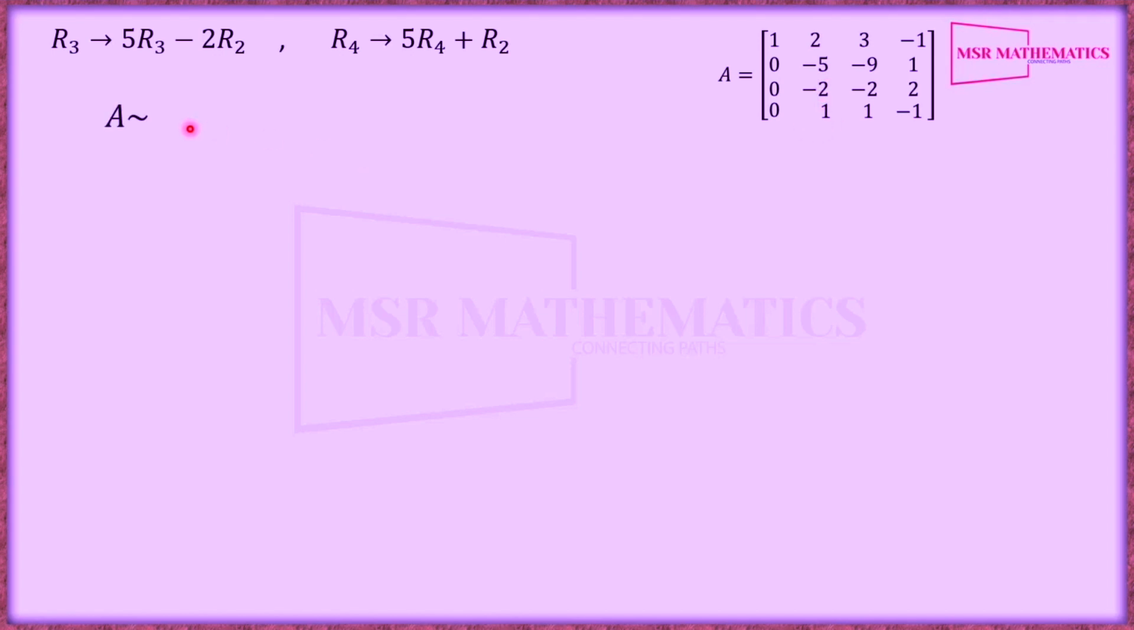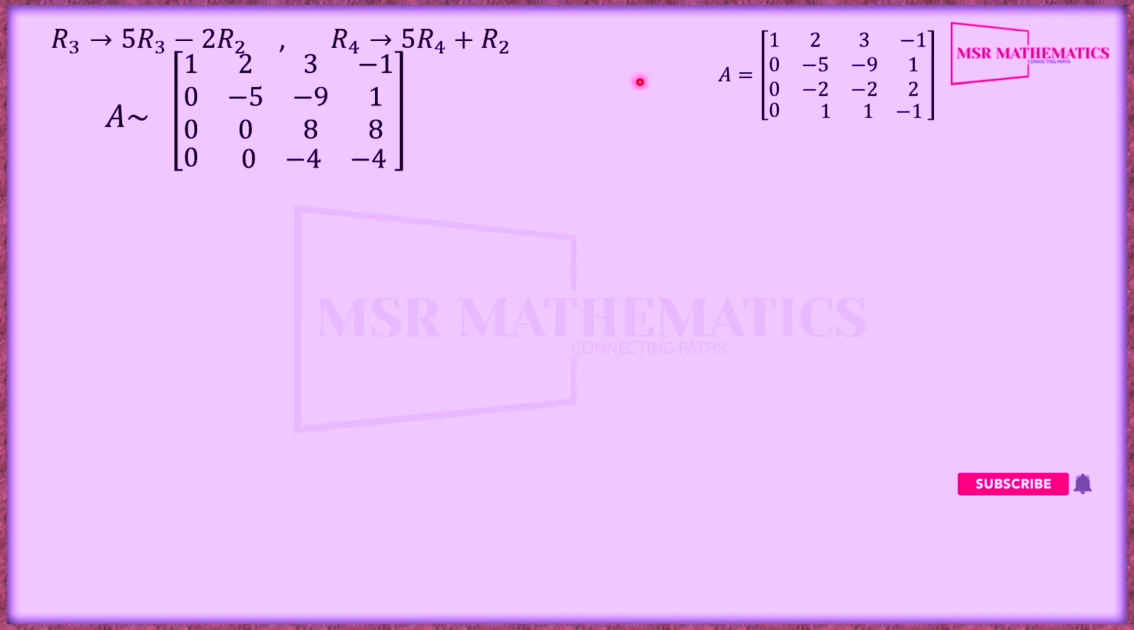Therefore we obtain a matrix where the first row is the same, 1, 2, 3, -1, and the second row is also the same. In the third row, the first value is 0, and 0 minus 0 is 0 itself. For the second value, -2 is our R3, so 5 into -2 is -10, and -2 into R2 is -5, giving plus 2 into 5, which is 10. So -10 plus 10 is 0.